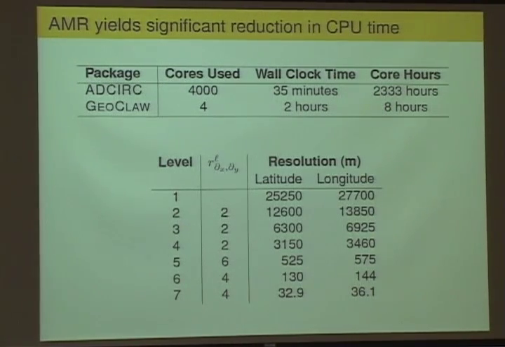Again, ADCIRC is more highly tuned for this particular problem, but with more tuning, we hope that one can get similar results with GeoClaw with considerably less computing power, and again, that's mostly a result of using the adaptive mesh refinement. So these are the 7 different levels of grid that were used, and the resolution in meters, roughly, of each grid cell.